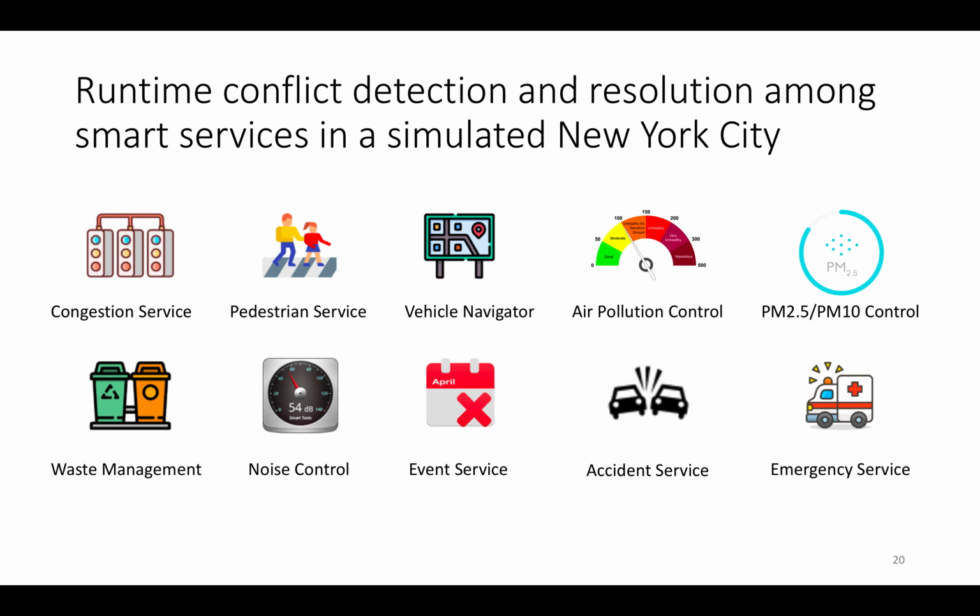In the second case study, we did a runtime conflict detection and resolution in a simulated New York City. To do that, we first implemented 10 smart services running in this city. These services will monitor city states and take actions. Then at the city operating center, our solution checks the requested actions and detects if there is a potential conflict by runtime monitoring the changing of city states with the requested actions.